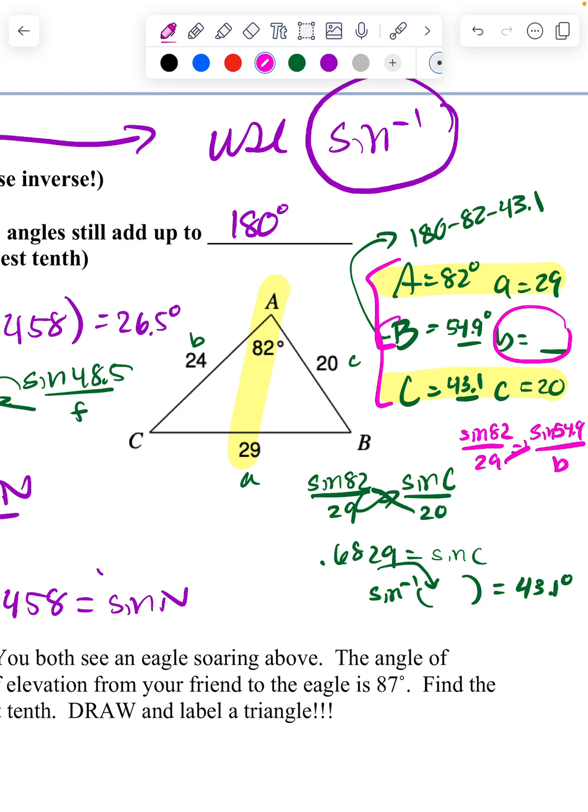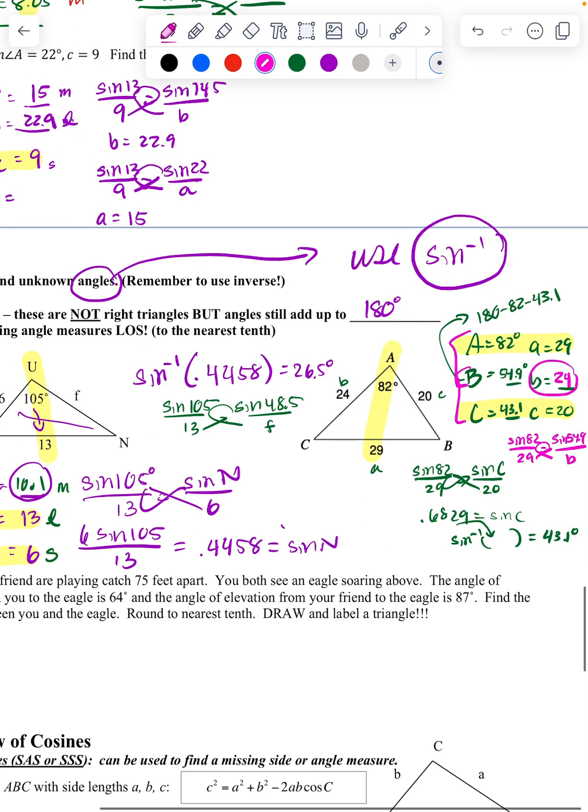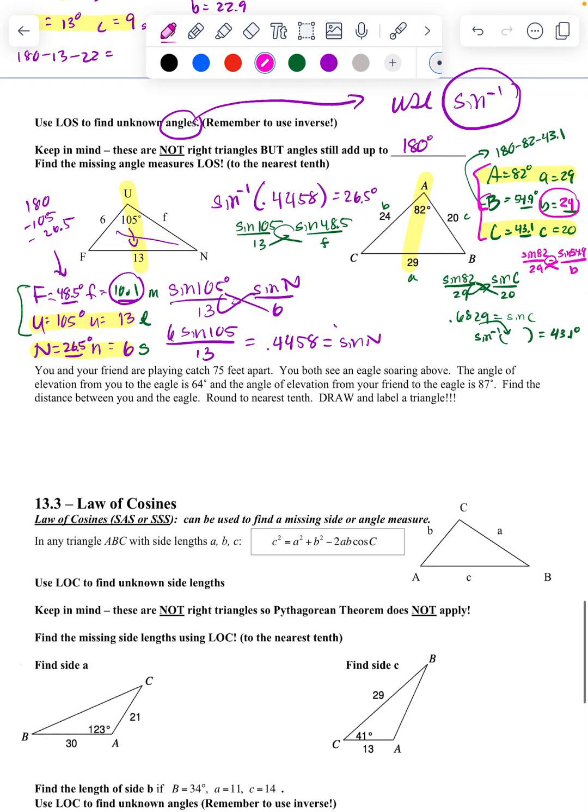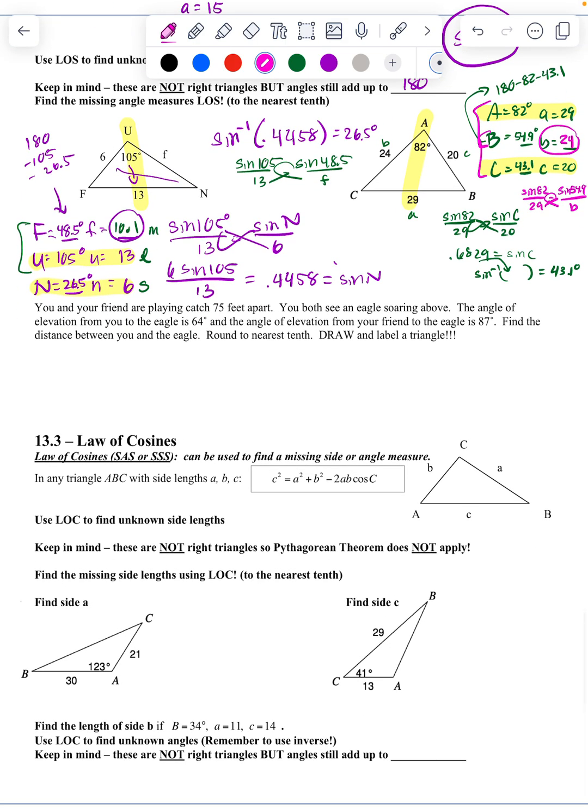So I'm going to multiply these two, then divide. So 29 times the sine of 54.9, close it out, divide by the sine of 82, and I'm finding that B is about 24 once it's all rounded off. So super repetitious. I know it's a lot, and when you look at the work, it seems overwhelming, but it's super methodical, so hopefully that makes your life a little bit easier.